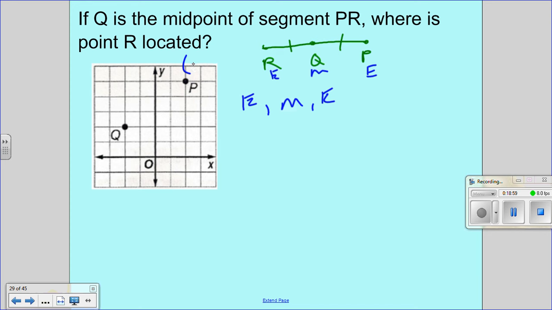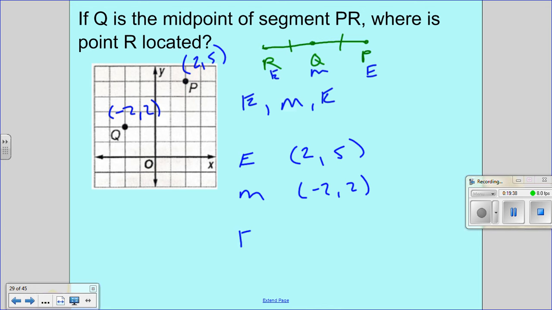First, I need to know the coordinates from P and Q. So P, I went over to the right 2 and up 1, 2, 3, 4, 5. So it's 2, 5. For Q, you went left 2, up 2. So this is -2, 2. So we're going to put our E and our M coordinates. For P, we have 2, 5 again. For our midpoint, we have -2, 2.